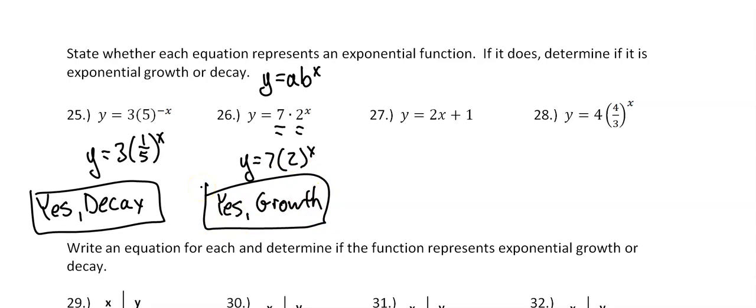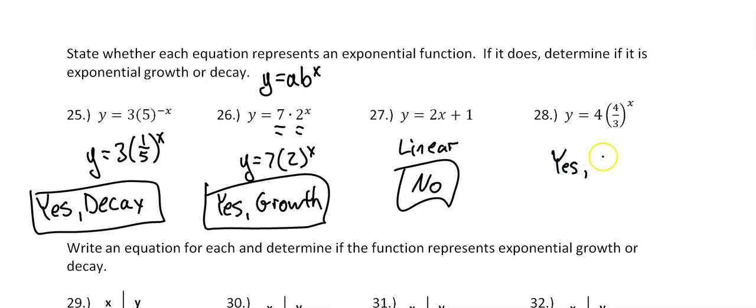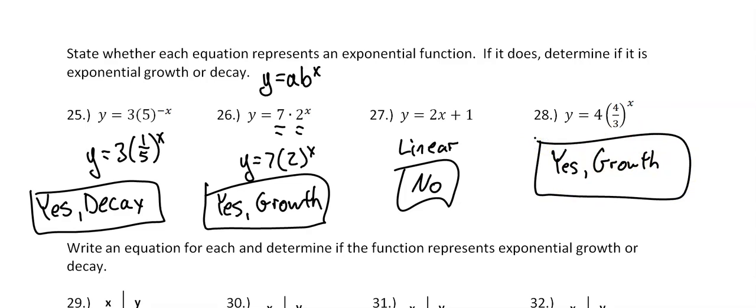Okay? This one does not fit the mold because this is slope-intercept form. This one's actually linear. So no, that one's not exponential. And then this one, it's in that format, y equals a times b to the x. There's nothing we have to do to change it to make it look more like that format. This one's set up perfectly. So this one's yes. And this one's actually growth because the b value, again, is greater than 1. Don't be fooled by the fact that it's a fraction. It would have to be a proper fraction in order for it to be decay. All right?